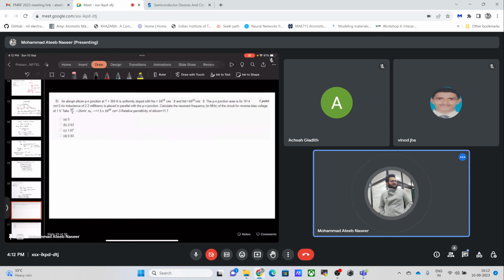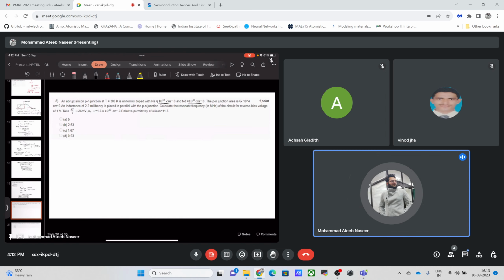So this abrupt junction has been chosen, as a result of which this material is doped such that the acceptor concentration is equal to 10 to the power of 18. Okay, and this donor concentration is equal to 10 to the power of 15.